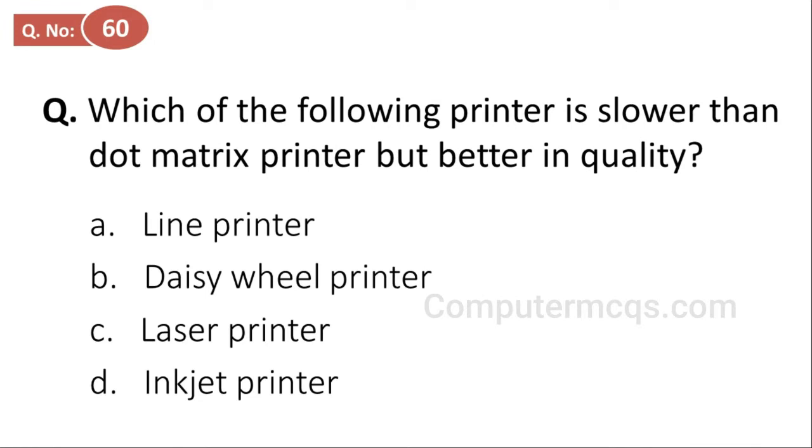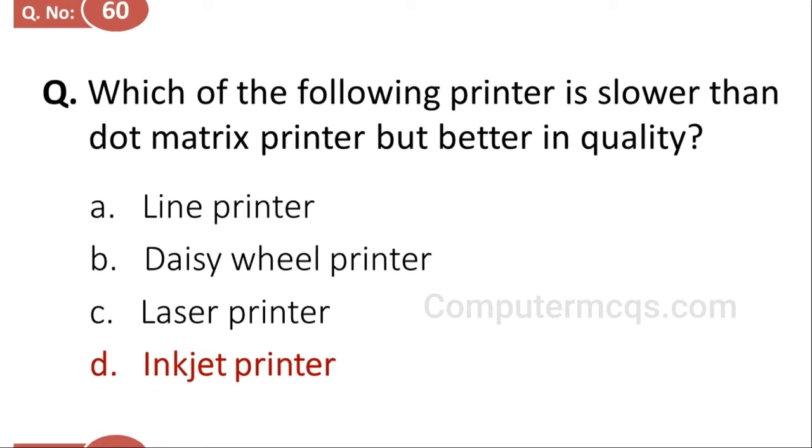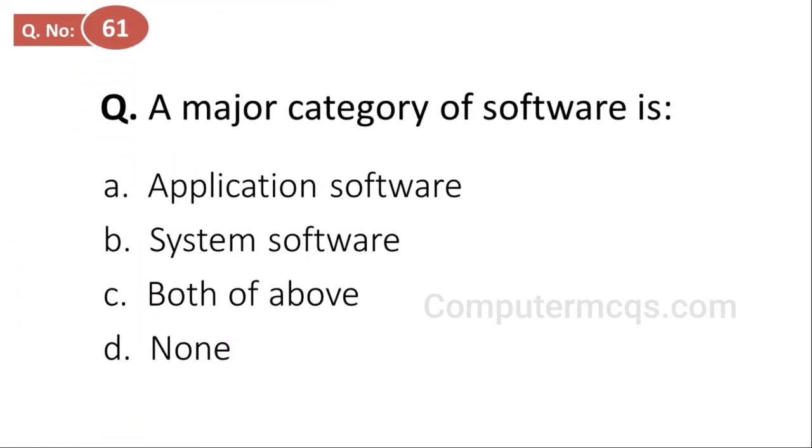Which of the following printer is slower than dot matrix printer but better in quality? Options are line printer, daisy wheel printer, laser printer, inkjet printer. And the correct answer is option D, inkjet printer. A major category of software is, options are application software, system software, both of above, none of the above. And the correct answer is option C, both of above. Application software and system software are the two major categories of software.